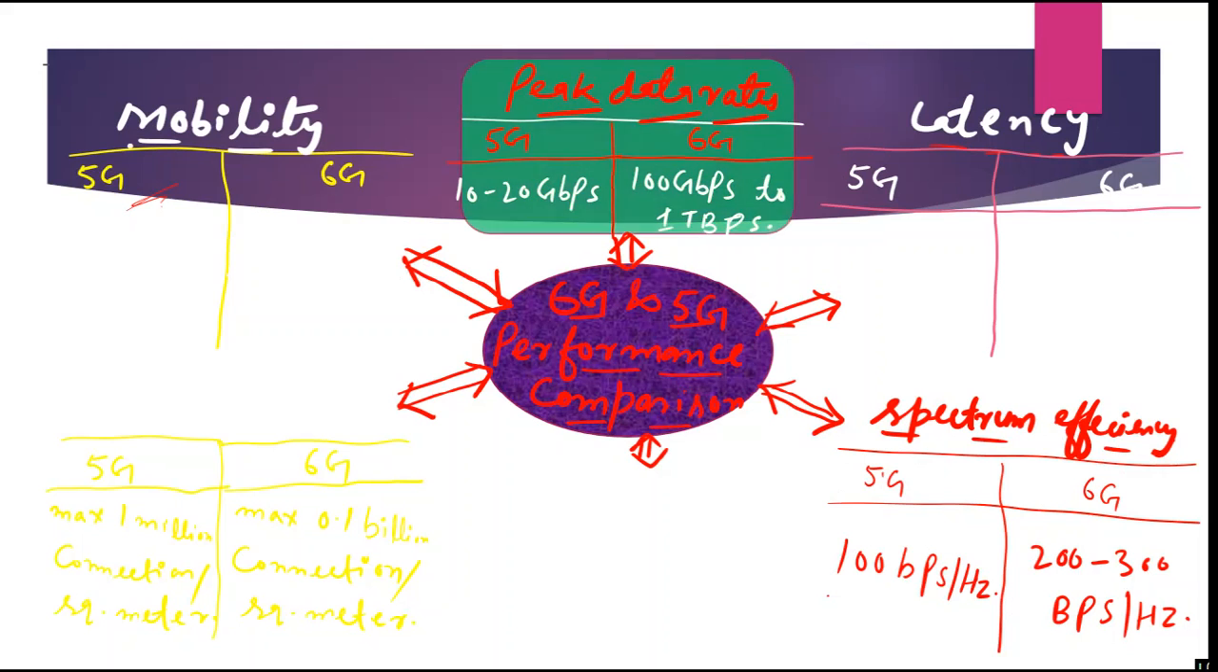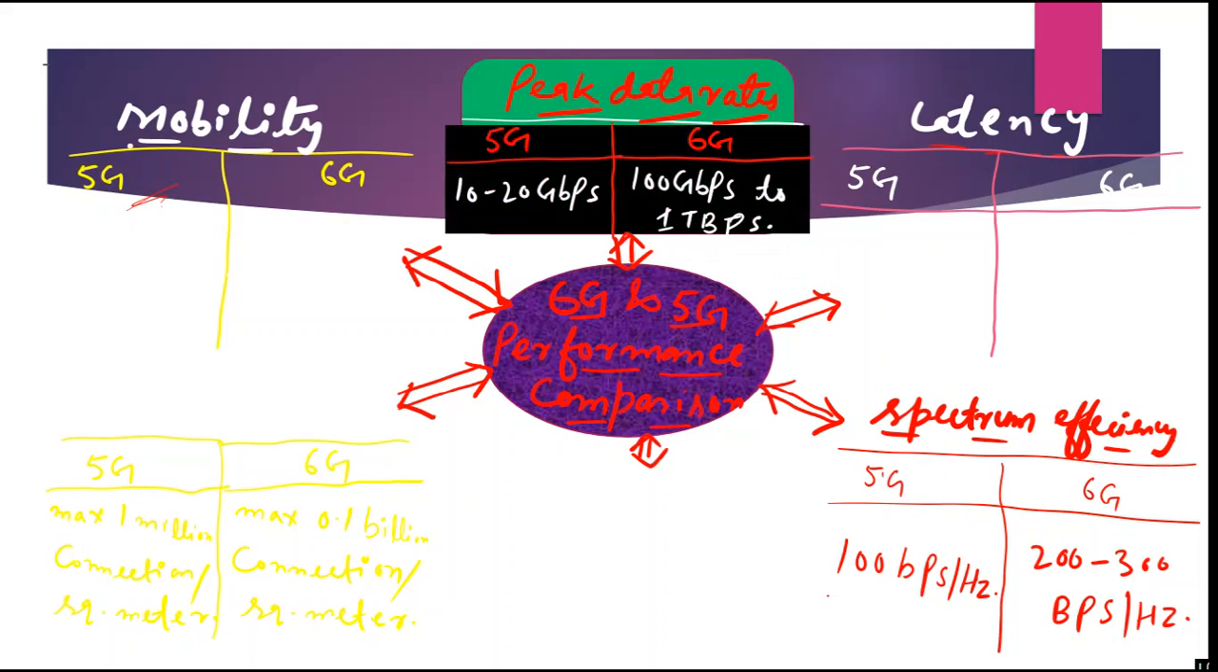So let's move to the next slide. Firstly, in the 5G and 6G comparison, we will discuss the peak data rates, how the peak data rates are different in 5G and 6G. In case of 5G, the peak data rates are experienced up to 10 to 20 gigabits per second. So these are the peak data rates. And in case of 6G, the peak data rates will be 100 gigabits per second to 1 terabit per second.